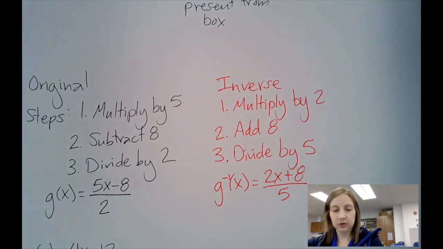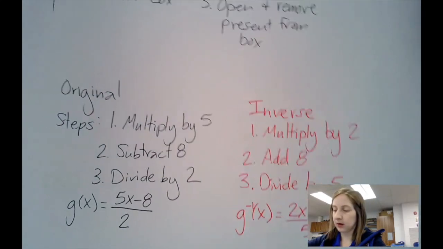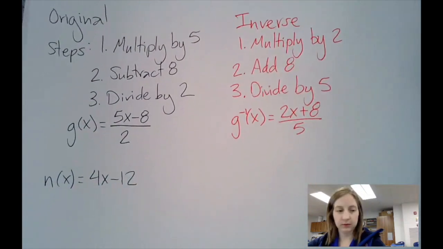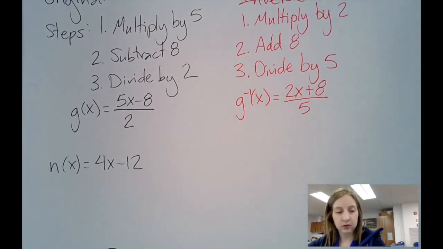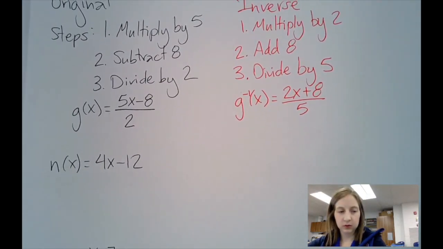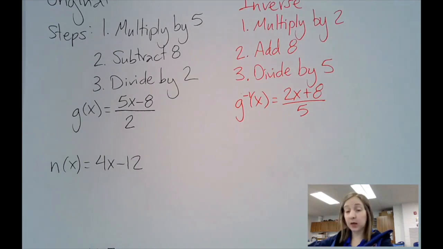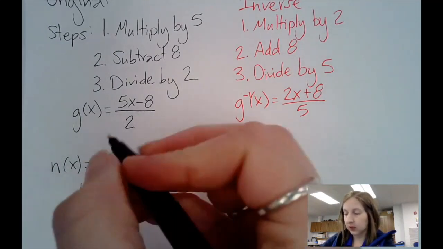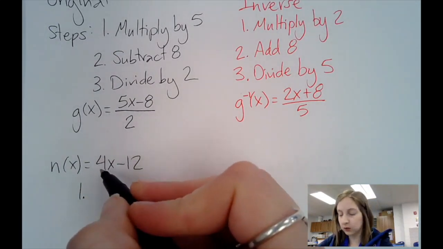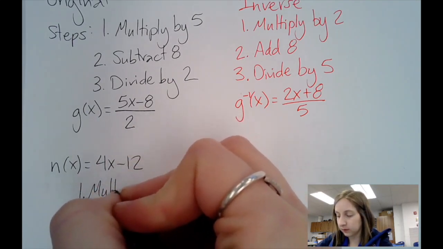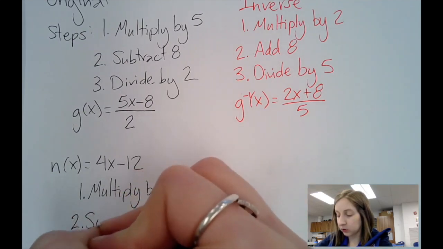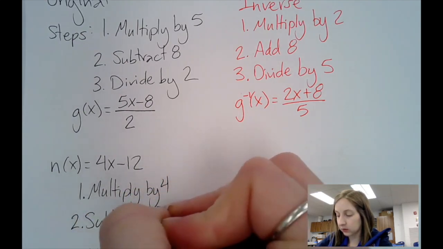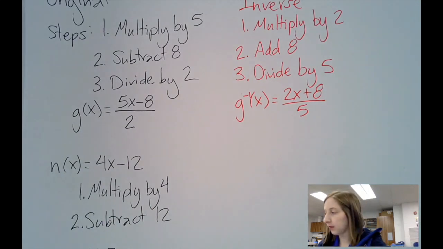Let's look at n of x. That where you can see it. And let's look at the steps we would have here for n of x. Step 1. If I knew what this number was, first thing I do is multiply by 4. Second thing I would do is subtract 12. So multiply by 4, subtract 12.